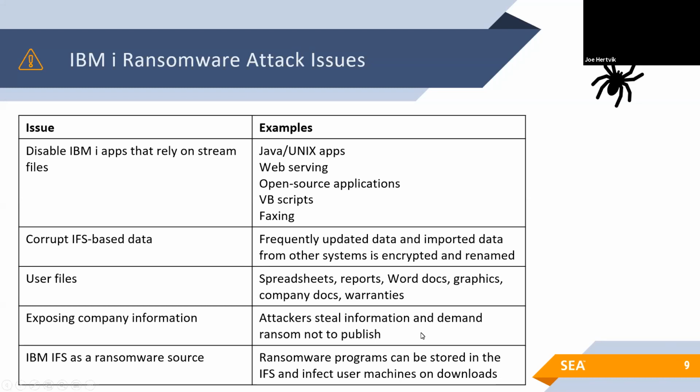Then there's also the threat of exposing company information, as we talked about, where before encryption and renaming, the attacker may take a copy of your folders and threaten to publish it. And the last thing that can happen is it could also make your IFS a ransomware source, where in addition to encrypting and renaming files, it can store another time release ransomware executable that's just waiting for someone to click on it to start the ransomware process again. So the IFS can actually be a ransomware victim and a ransomware source.